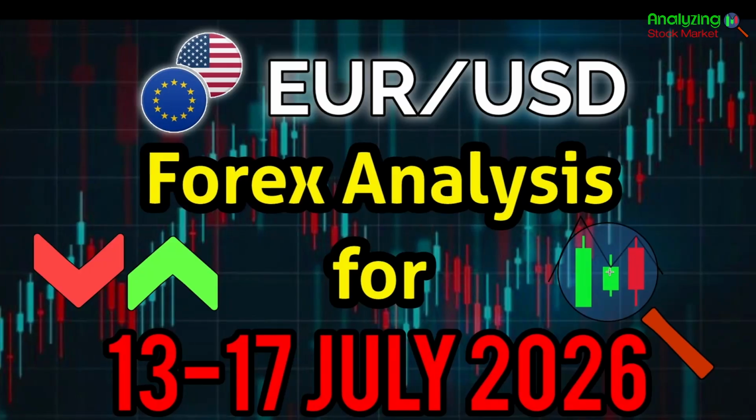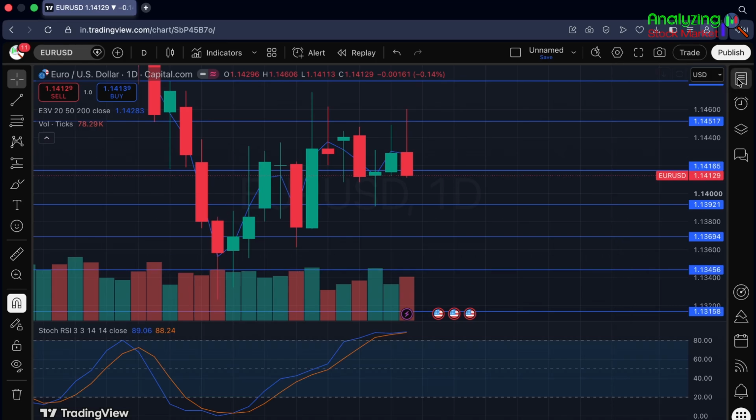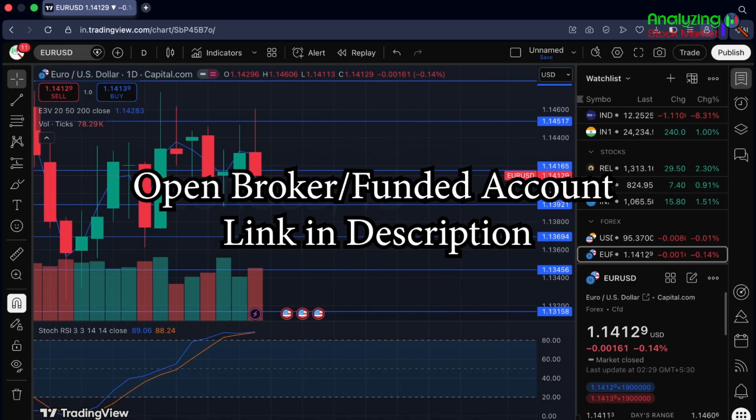So today I'll be talking about the Euro USD pair and we'll do the Forex analysis for 13th to 17th July 2026. So let's go straight to the chart. First, let's see what happened in Euro USD on Friday. As you can see, a 0.14% negative move. 1.14129 was the closing on Friday.